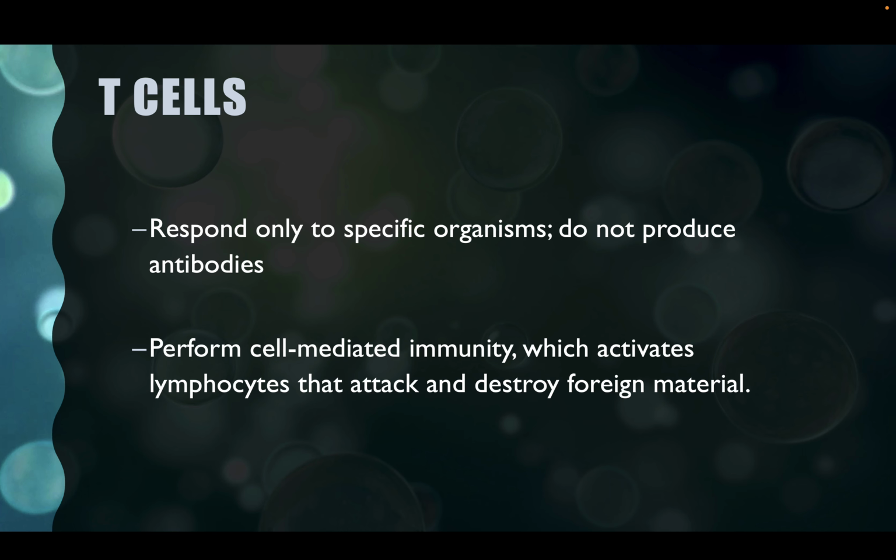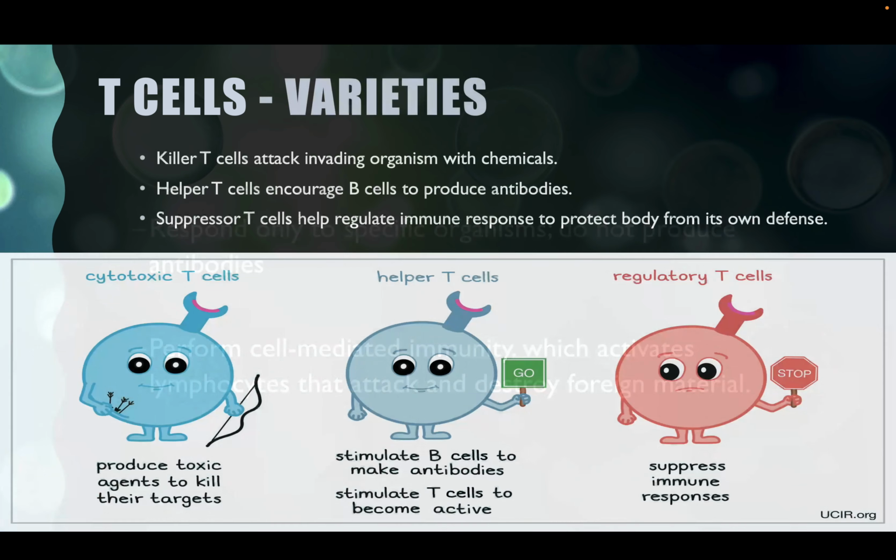T cells make up our cell-mediated immunity. They do not produce antibodies and respond only to specific organisms and particles. So we've got three types. We've got cytotoxic, helper T cells, and regulatory T cells, and each T cell has its own job to do. And again, they are not producing antibodies. They will not produce memory like the B cells will.